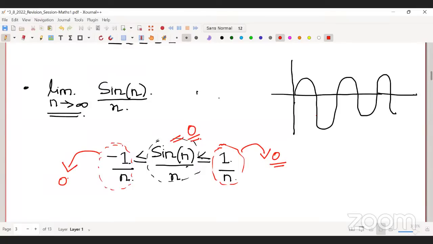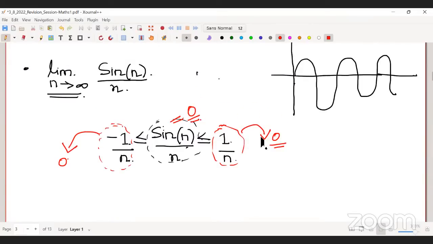Because sine x is a bounded thing, it oscillates in between minus 1 to 1. If you increase the value of n, the numerator is basically in between minus 1 to 1, but the term in the denominator diverges towards infinity. So something bounded divided by infinity is always 0.